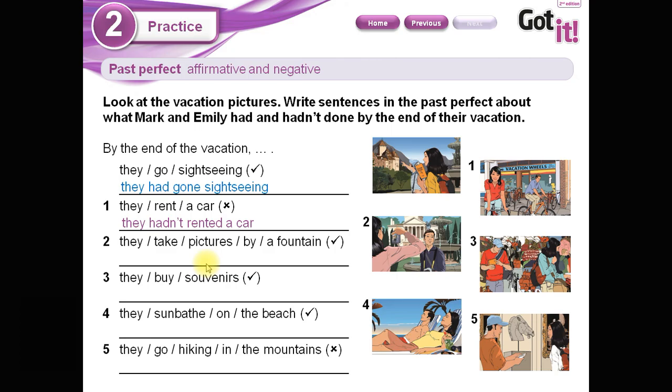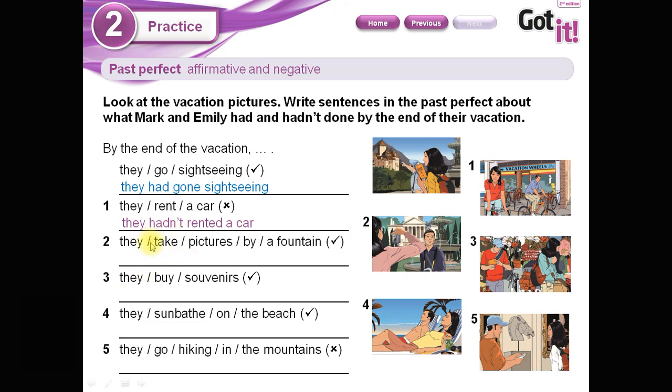Now in the next one, look at here. This is the action you have to transform. They take pictures by a fountain. Affirmative. So, had or hadn't? What do you think? Any ideas? Think about it. Take a minute and think about it.